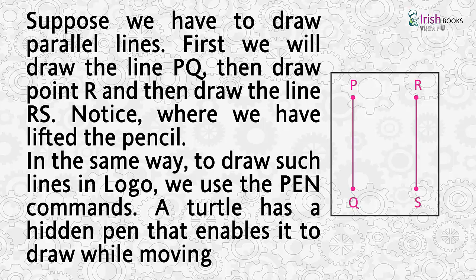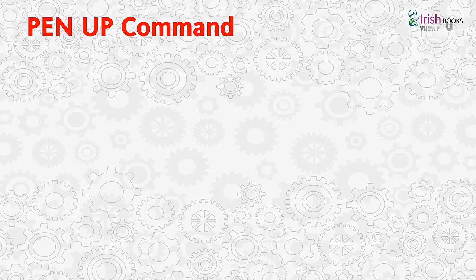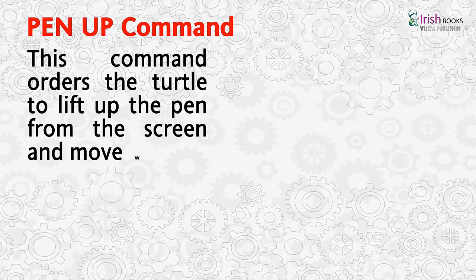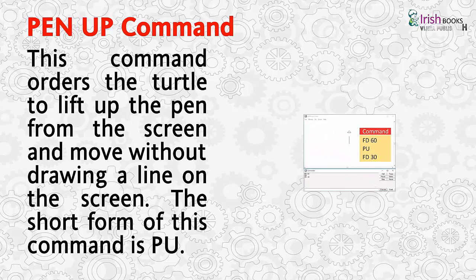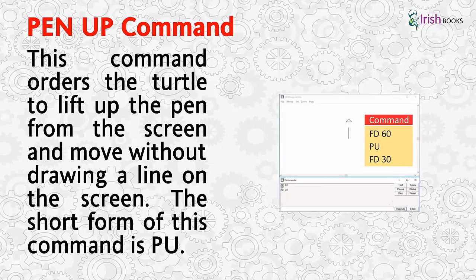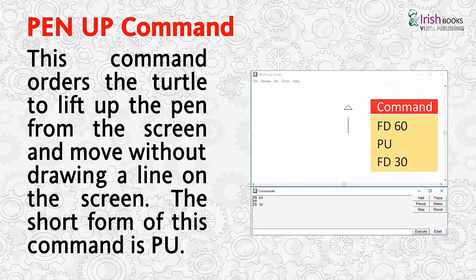In the same way, to draw such lines in Logo, we use the pen commands. A turtle has a hidden pen that enables it to draw while moving. Pen up command. This command orders the turtle to lift up the pen from the screen and move without drawing a line on the screen. The short form of this command is PU.